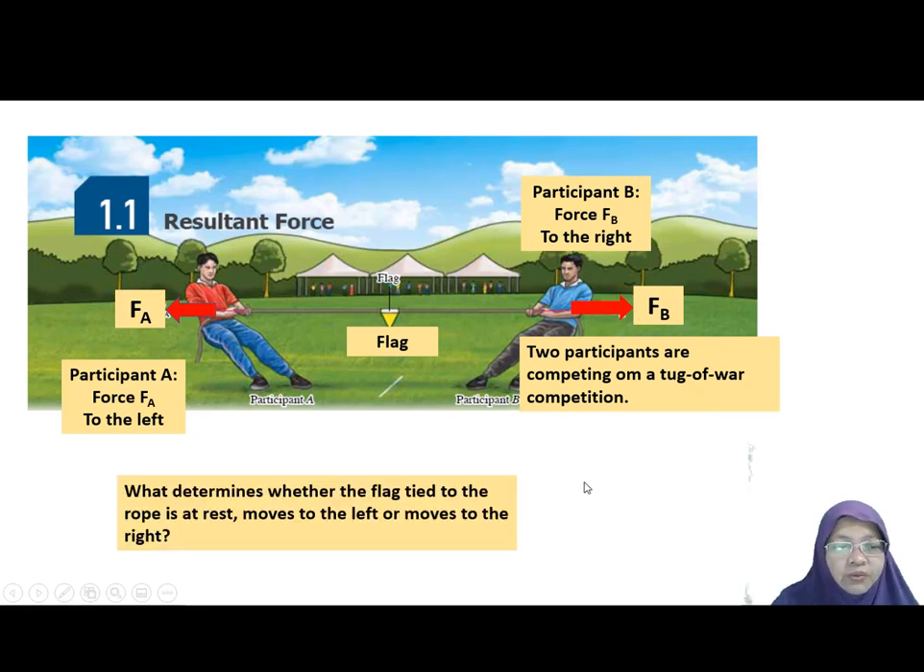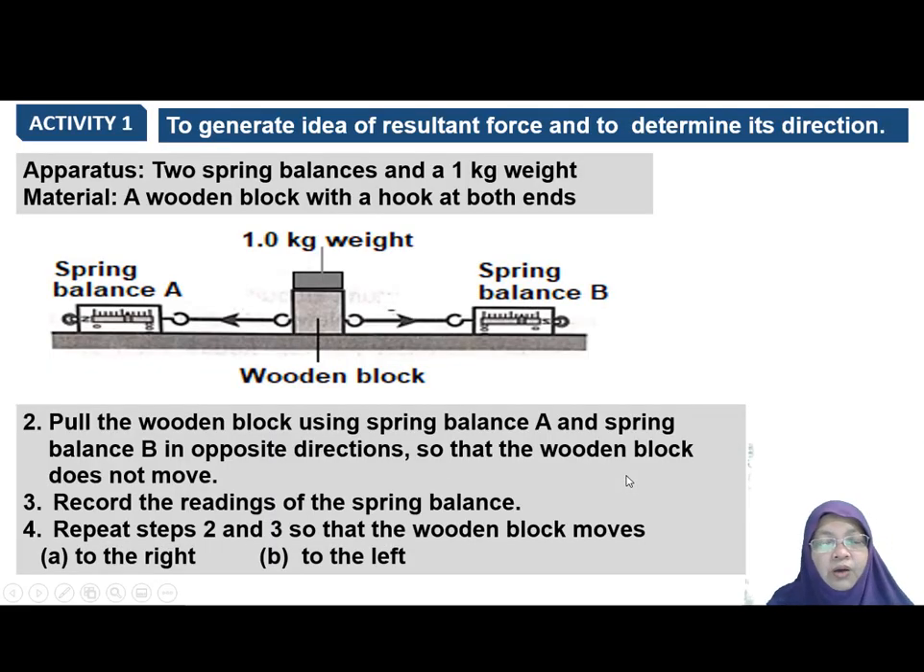Okay. Now, what determines whether the flag tied to the rope is at rest, move to the left, or move to the right? In other words, who is the winner in this competition? So it depends on what we call resultant force. So it depends on which side has the bigger force on this competition. Okay. Now, to begin, we have a first activity to generate idea of resultant force and to determine its direction.